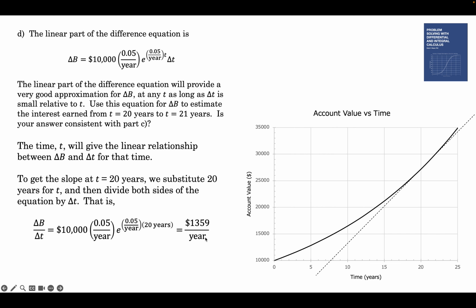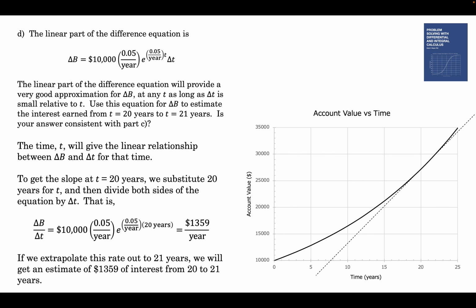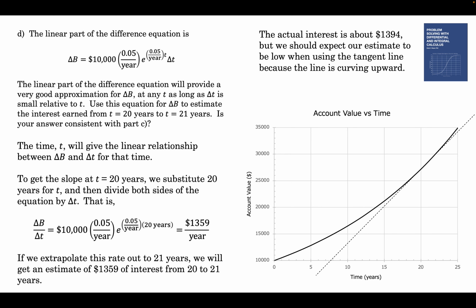And our delta t is 1 year. We're going from 20 to 21. So if the growth rate is 1359 per year and our delta t is 1 year, the interest earned is 1359. That's our estimate. And we should expect that estimate to be low because the line is curved upwards and we're going along the dashed line. The actual interest is $1394, so we're $35 low, but we shouldn't be surprised because we're using the tangent line. And we threw away the nonlinear part. If we included the nonlinear part, we would get the exact answer.